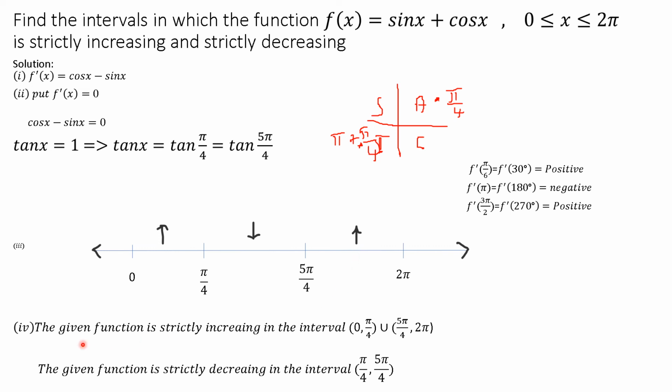Therefore the given function is strictly increasing in the interval 0 to pi by 4 and 5 pi by 4 to 2 pi, and the given function is strictly decreasing in the interval pi by 4 to 5 pi by 4.